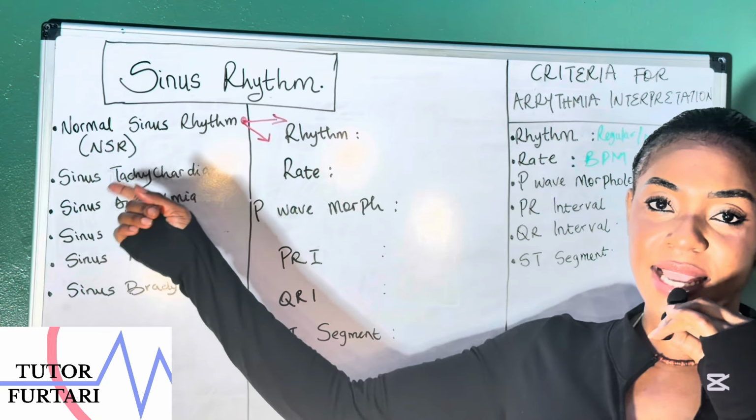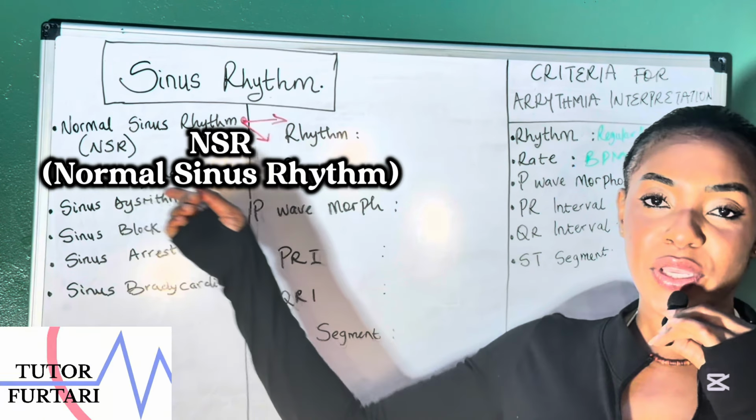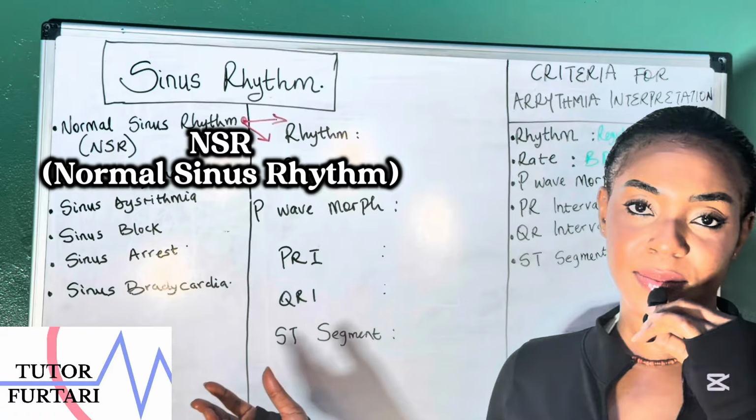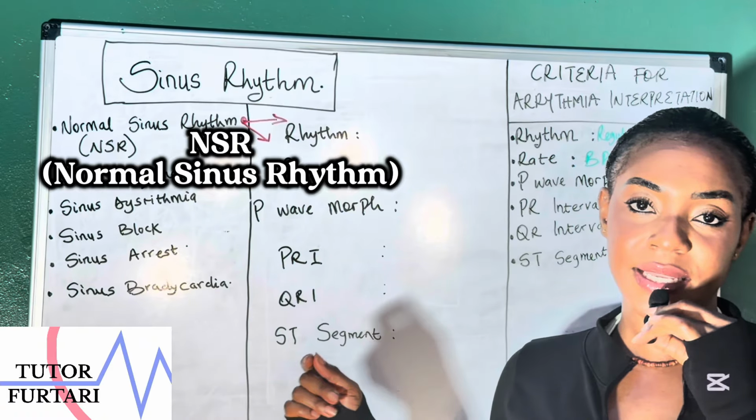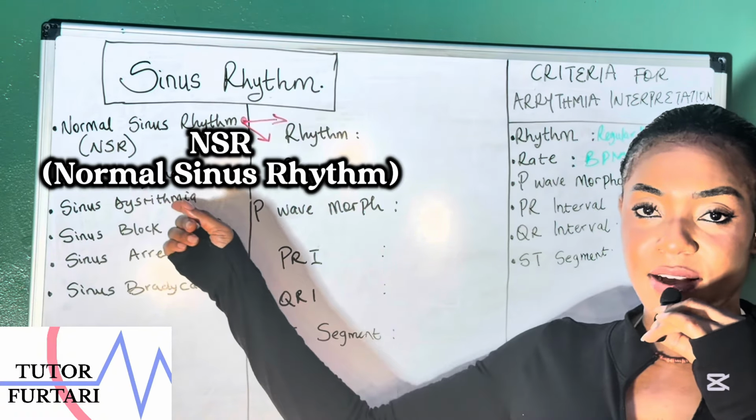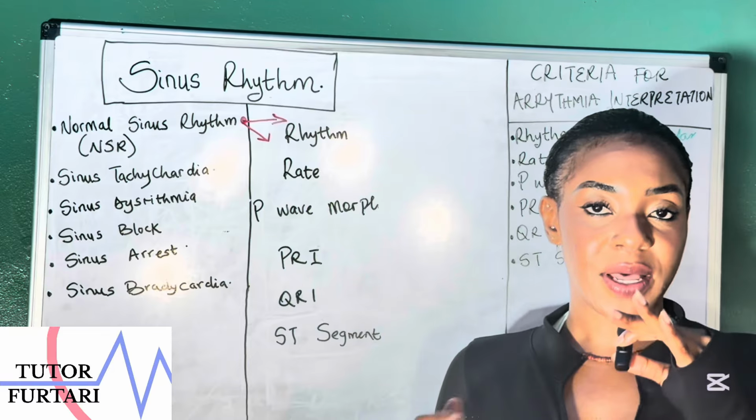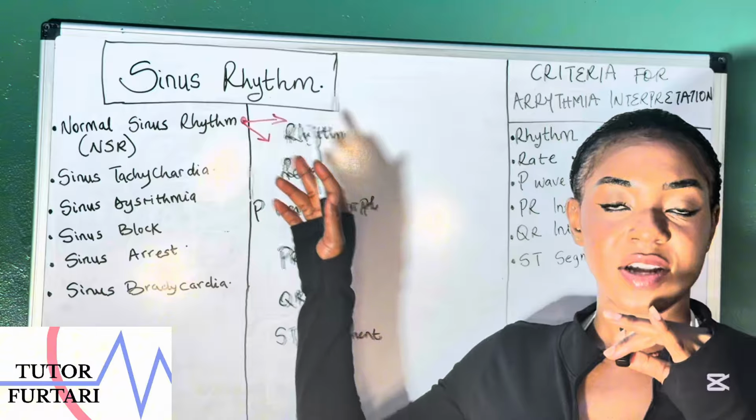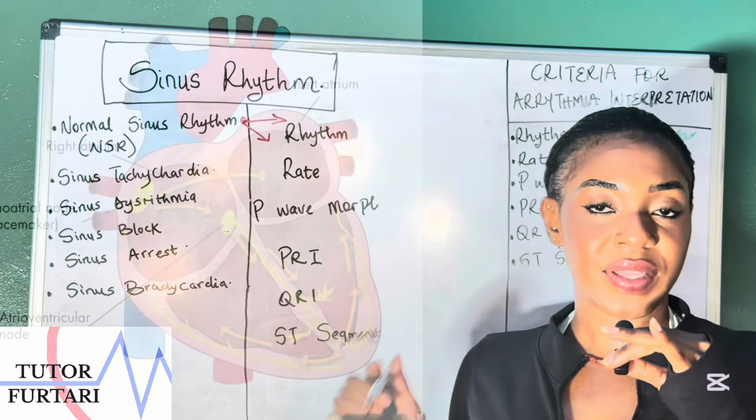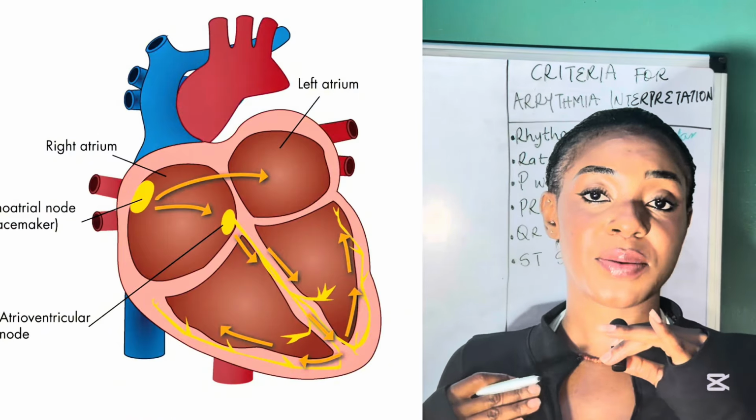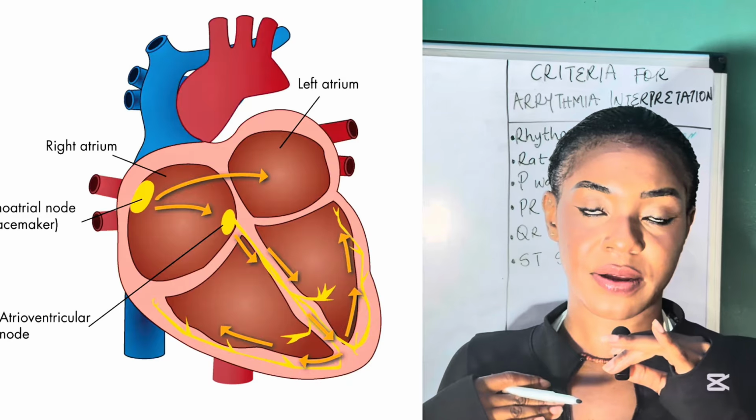Just in case you see NSR in your exam, or when you're reading or studying for your EKG exam or CCT or CRAT, NSR means normal sinus rhythm. So when we're talking about the heartbeat of a person, the major heartbeat starts from the sinoatrial node that is located at the right atrium, the upper chamber of the heart, right here, somewhere around here.